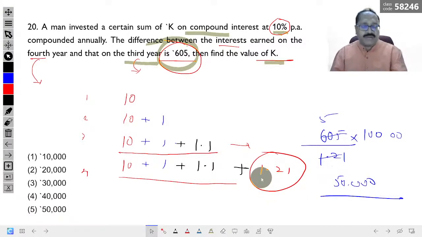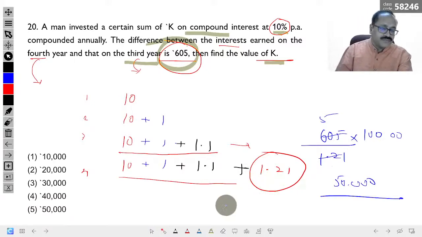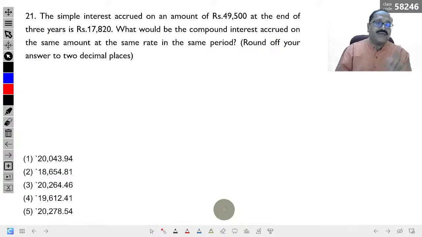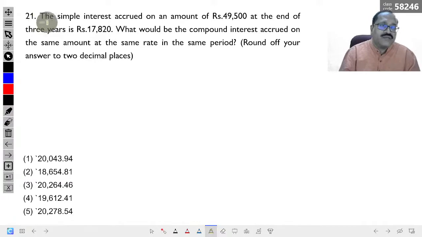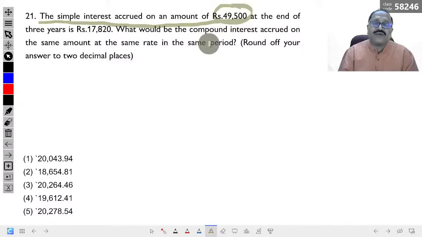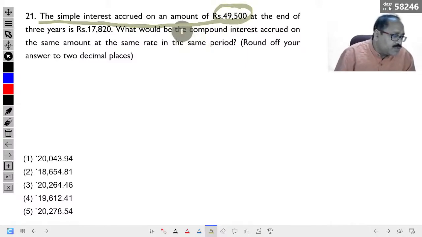So hope सबको समझ में आया होगा ये क्वेश्चन. अब अगले क्वेश्चन को जाते हैं, और सिर्फ इसके बाद एक और क्वेश्चन है, then we will conclude the class. Yeah, the simple interest acquired on an amount of rupees 39,500. प्रीतम ने कहा हाँ सर, it is possible to get the interest difference instantly without writing the chart.